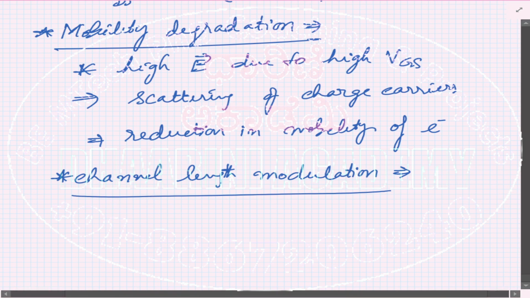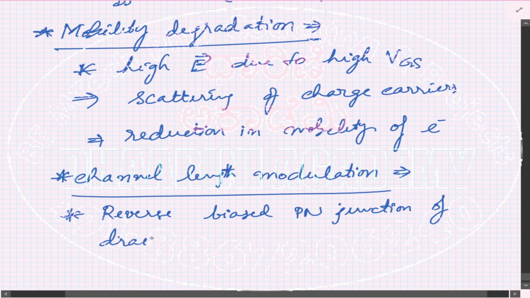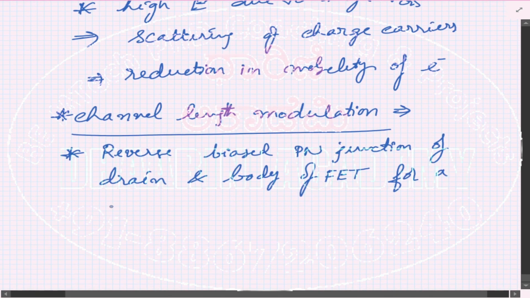I'll just write quickly about this. When you reverse bias the PN junction of the drain and the body of the FET, it forms a thick depletion region. Let's call the length of that depletion region LD.